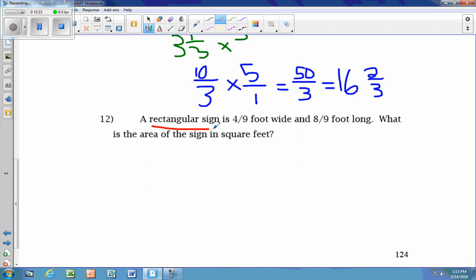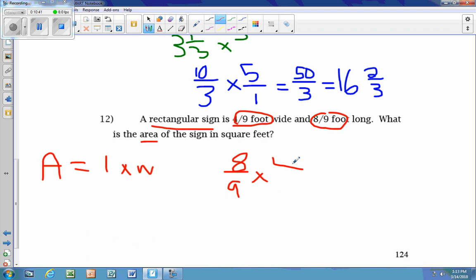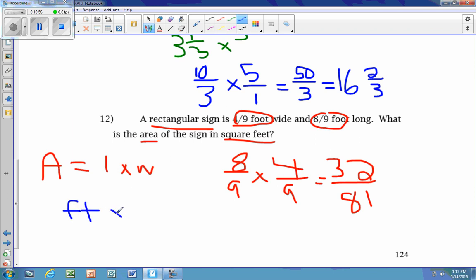Next, the rectangular sign is 4/9 foot wide and 8/9 foot long. What's the area? Well, the formula for area is length times width. So the length is 8/9 and the width is 4/9. And when I multiply across, I get 32/81. And the reason it's square feet is because if I do feet times feet, because it's 8/9 of a foot and 4/9 of a foot, that is equal to feet to the second power, which is feet squared.